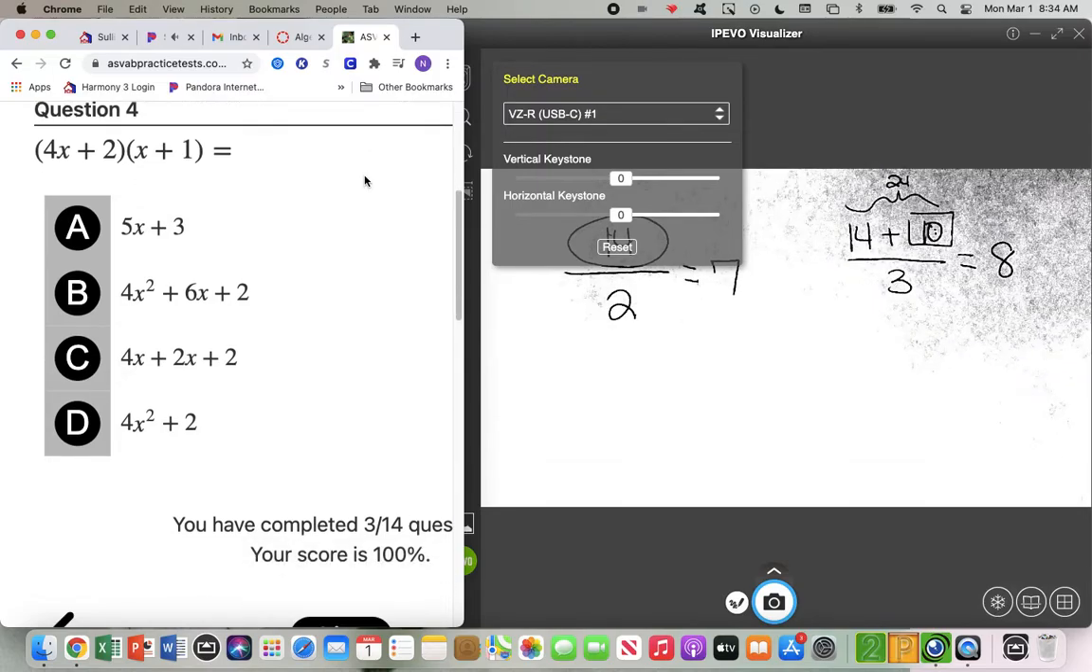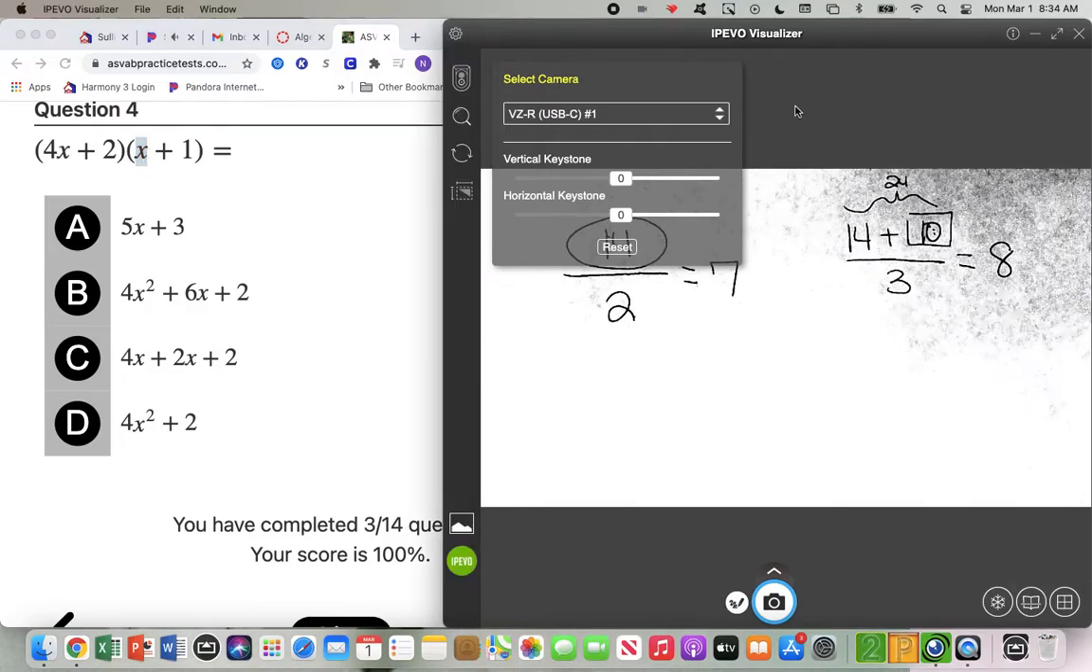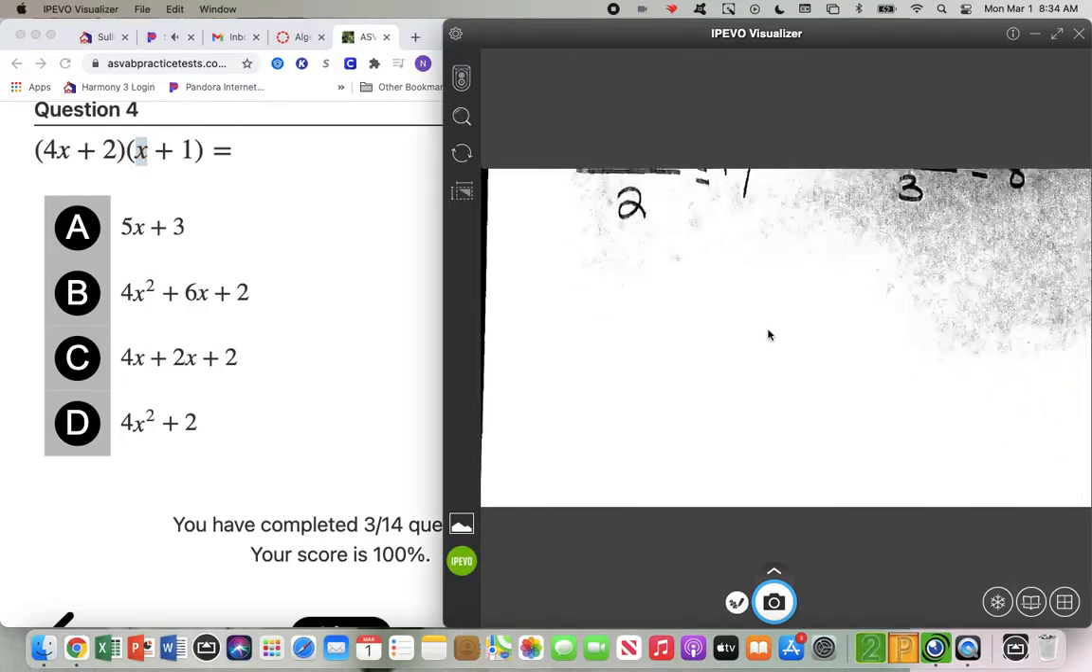We are distributing. All right, so first of all, what is 4x times x? So the 4x here times the x here, what does that give us? Somebody, all right, 4x squared. There's only 2 choices that have 4x squared. What are those? All right, B and D. So we know that we're going to have to do a little bit of work here.